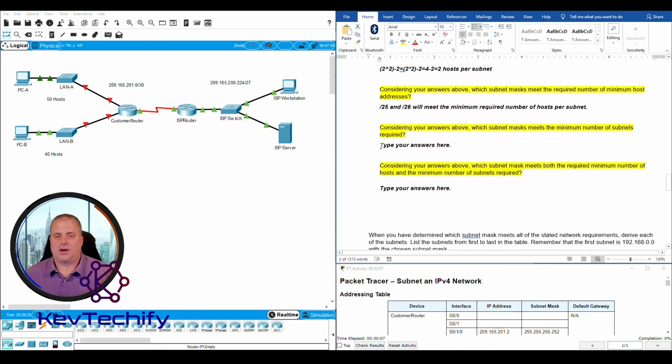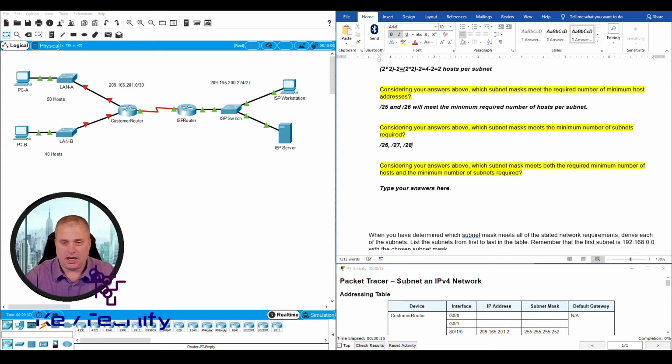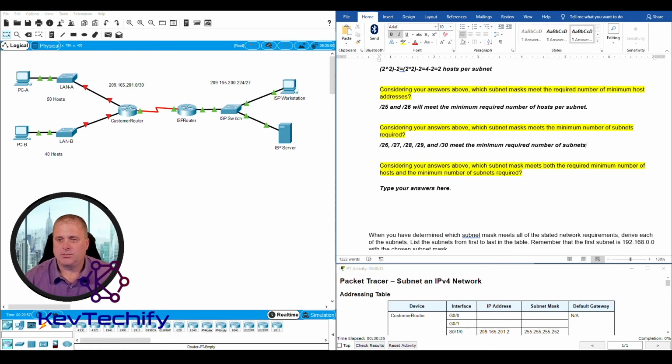Our answer down here is /26, /27, /28, /29 and /30 meet the minimum required number of subnets.